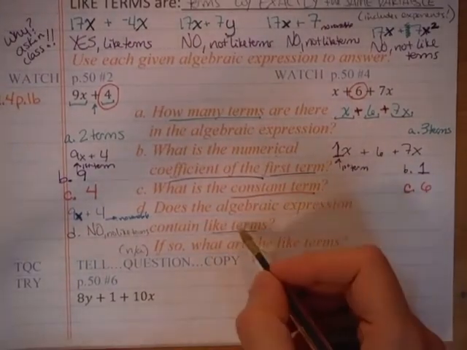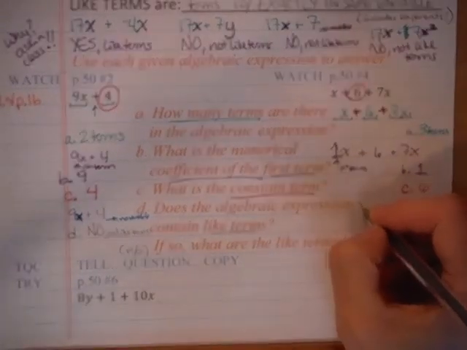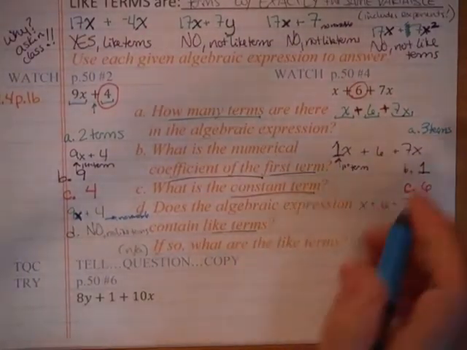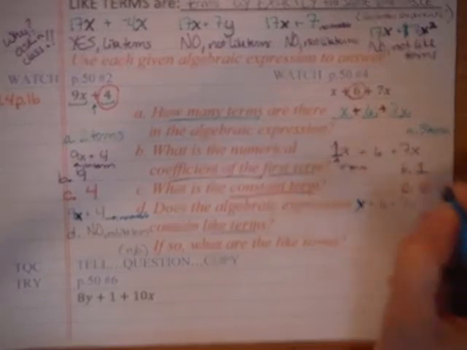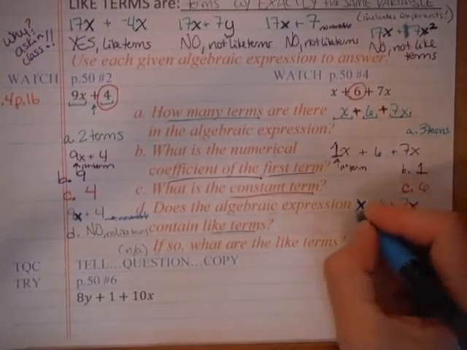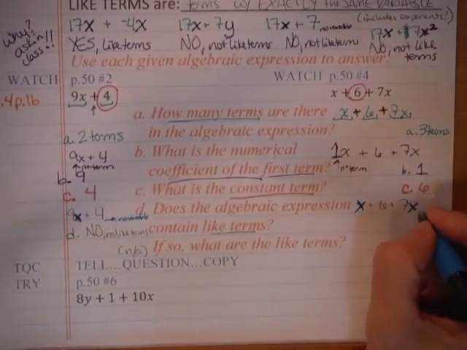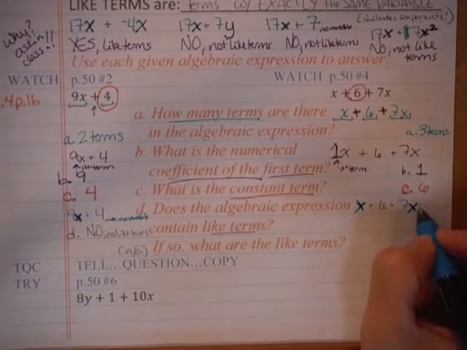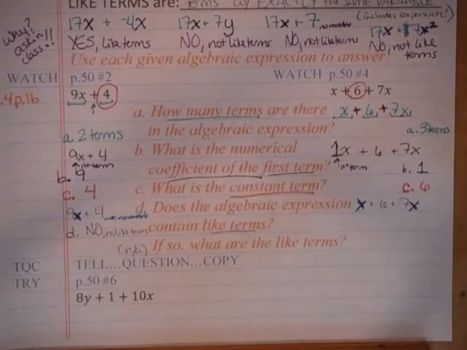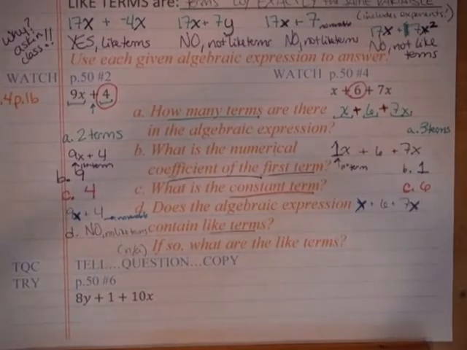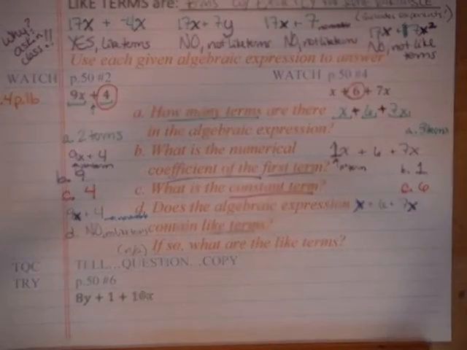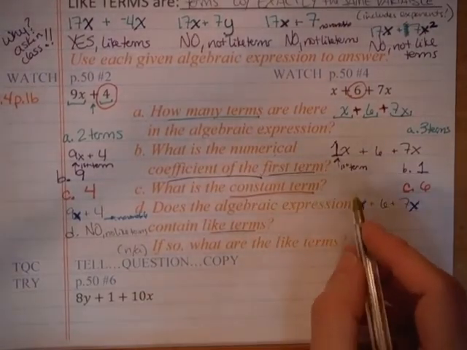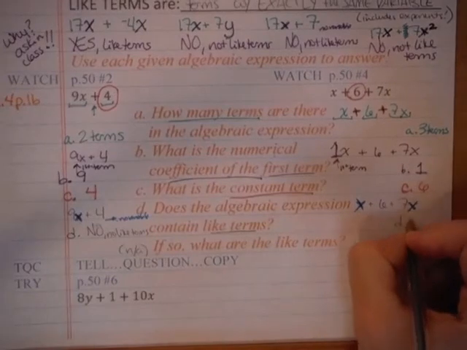And does the algebraic expression contain like terms? Let's copy it again here, x plus 6 plus 7x. So we're looking for matching variables here. I've got an x in the first term. I also have an x in the third term, and they are exactly matching, including any exponents that might be there. By the way, when you don't see the exponent, it's an exponent of 1. So it's always when the variables are exact, the exponents are an exact match to each other as well. So it does have like terms, so we're going to say yes.